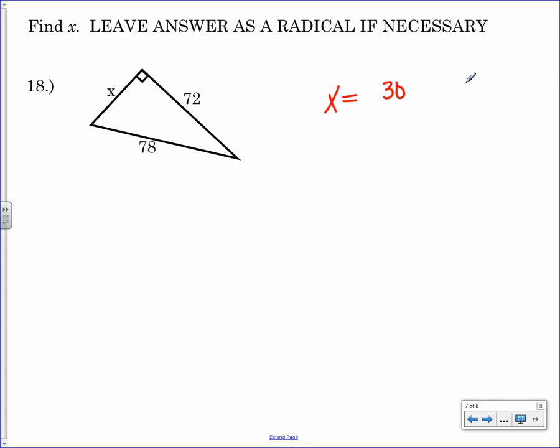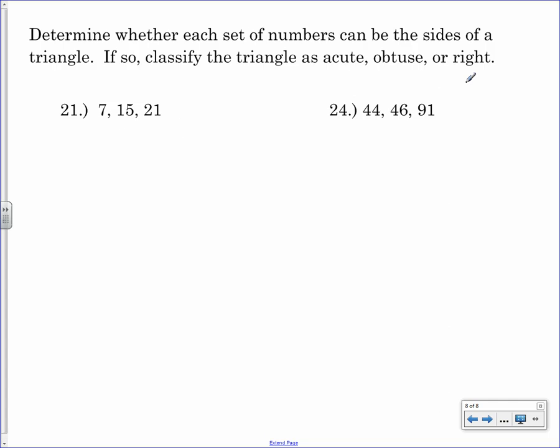So the directions said use Pythagorean triple. You can, that's fine, but it's not necessary. I don't care either way. So most of you, I think, just did Pythagorean theorem, and that's okay. Okay? So here's the sort of new part, I guess. Determine whether each set of numbers can be the sides of a triangle. So step 1, is it a triangle, yes or no? Okay. If it is a triangle, classify it as acute, obtuse, or right.